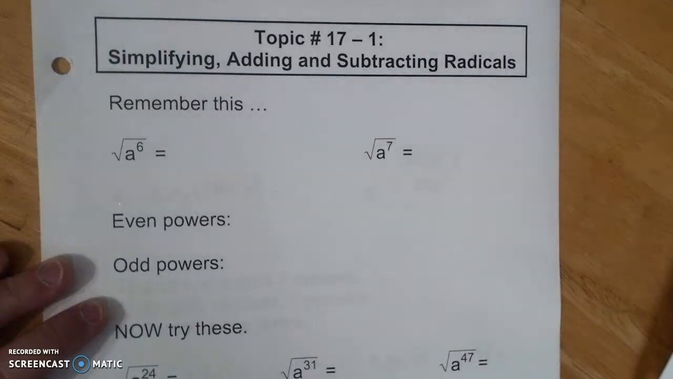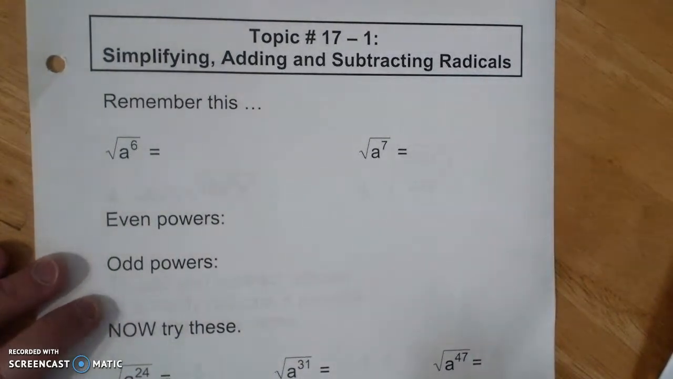Unit 17, simplifying, adding, and subtracting radicals. You've already done a lot of this before, and we are revisiting it one more time, and this time we're going to put numbers in it.